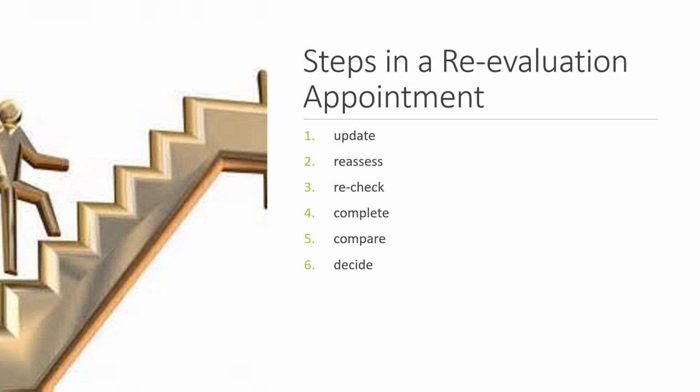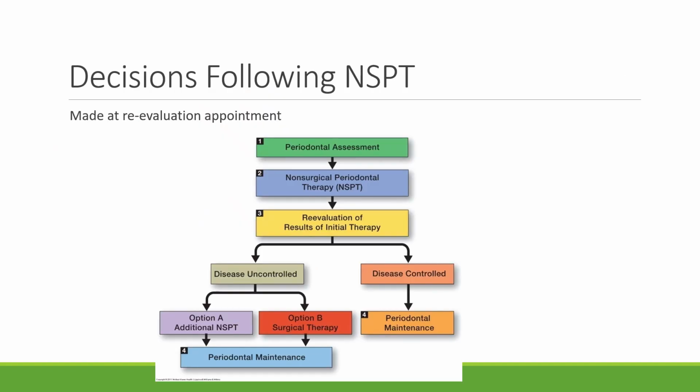We're going to complete our probing, and we're going to compare that probing. So have we had a reduction in pocket depths to 1 to 2 millimeters, like one of our goals? Did we reduce bleeding by 10%, which was one of our goals? Right? Have we achieved those goals? And then we have to decide what steps we're going to take next. Where are we going from here? So there's a decision-making process with non-surgical periodontal therapy, and we make it at the reevaluation appointment.